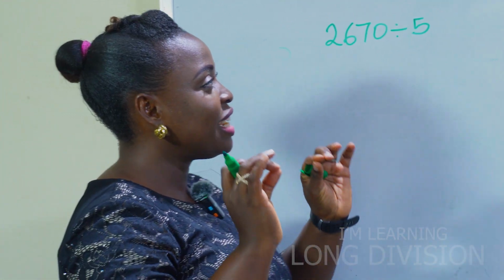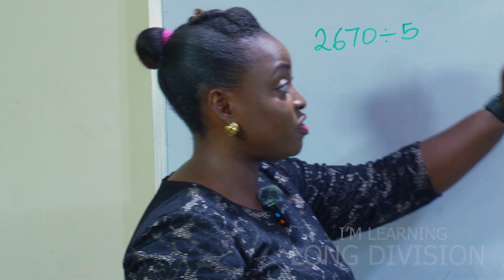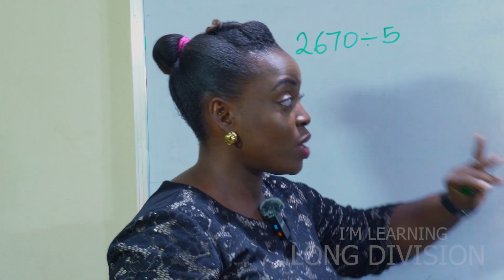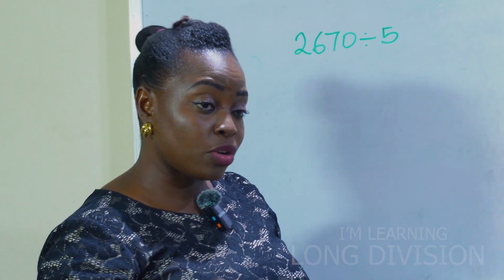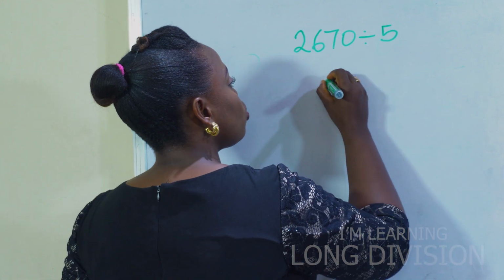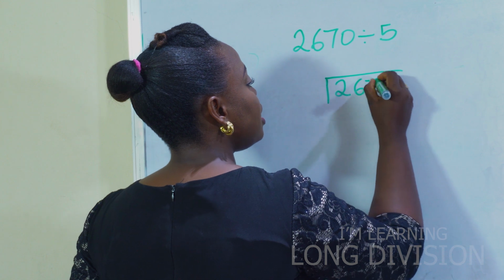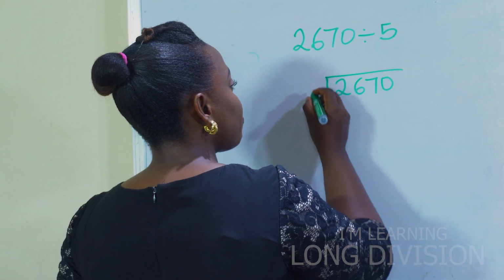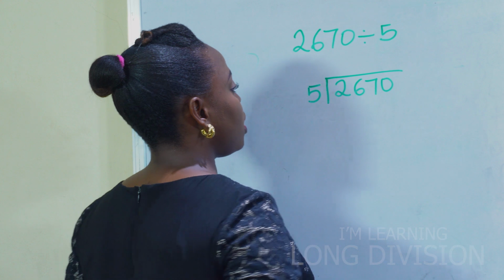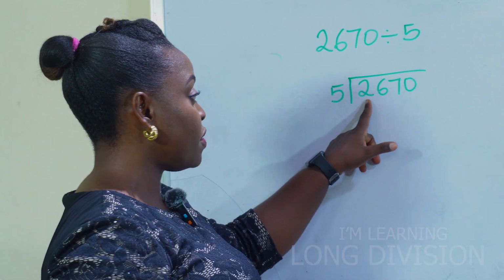Remember, we're following the exact same method that we have been using. So we're dividing, multiplying, subtracting, and we will check. If there is a number, we will bring it down and then repeat. So 2,670 is my dividend. It stays in here. 5 is my divisor. It stays on the outside. Now remember, we are supposed to start with the first number.